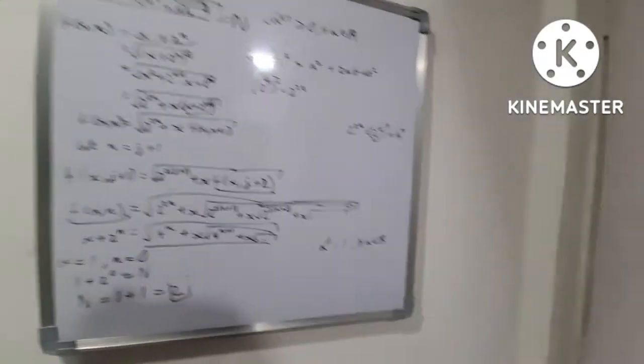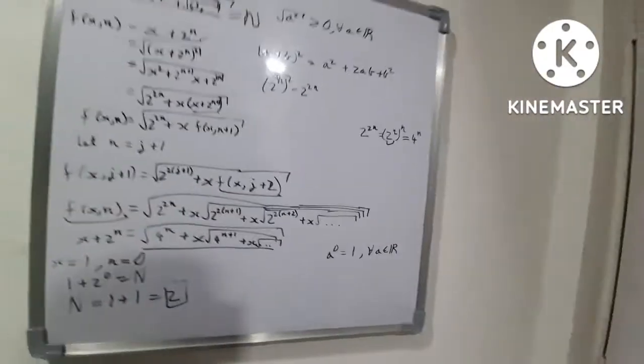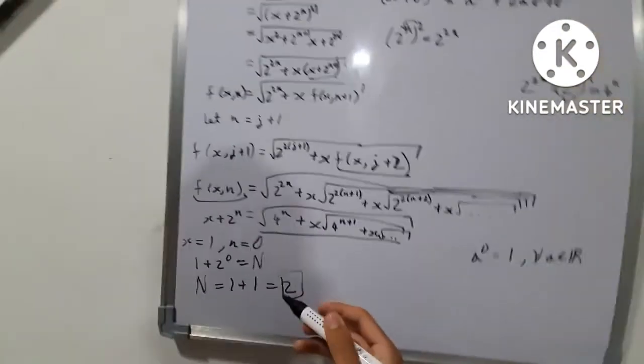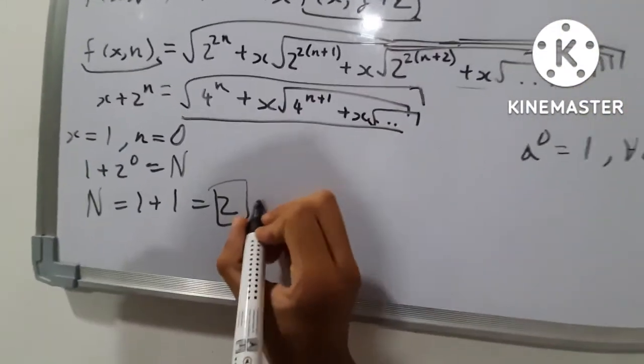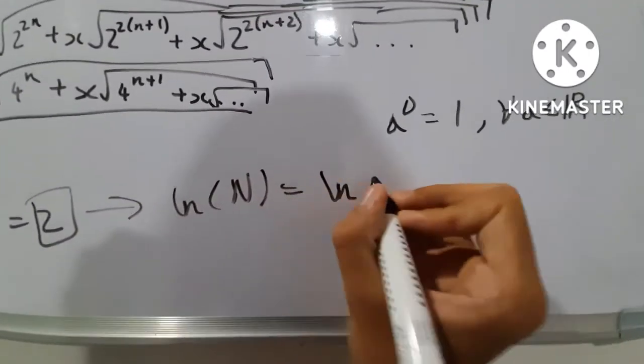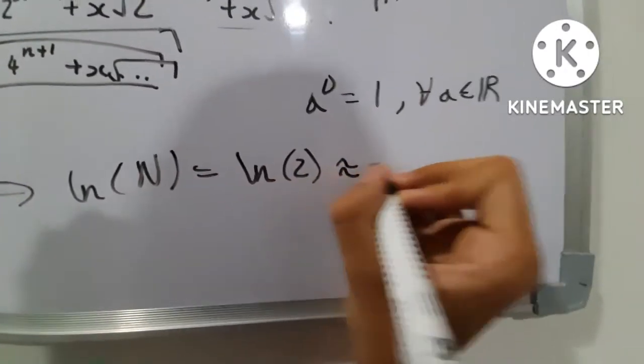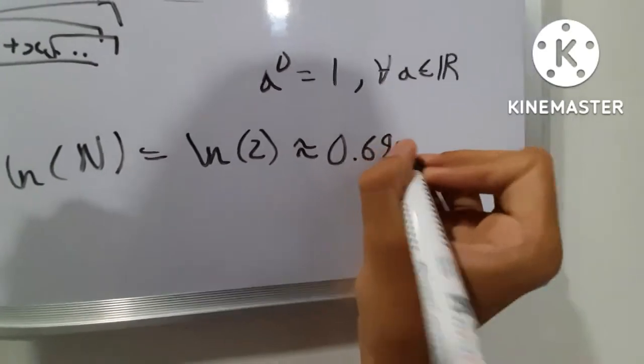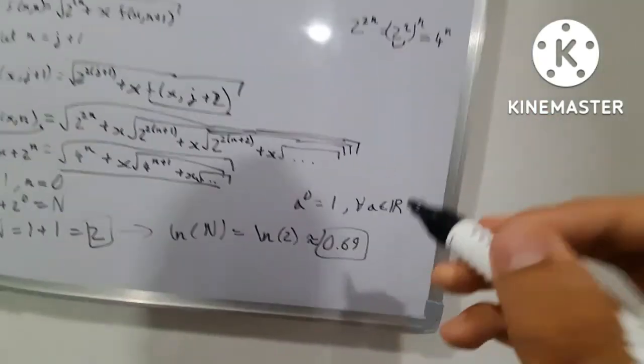Quick side note, I just remembered, if I say nice, then I have to mention something related to 69. So N is 2, yeah, that's a 2. So notice that if we take ln of N, it is equal to ln of 2, which is approximately equal to 0.69. So yeah, now it's nice.